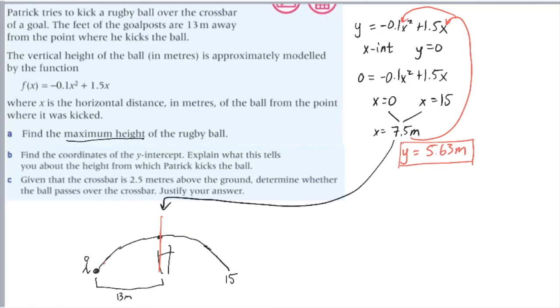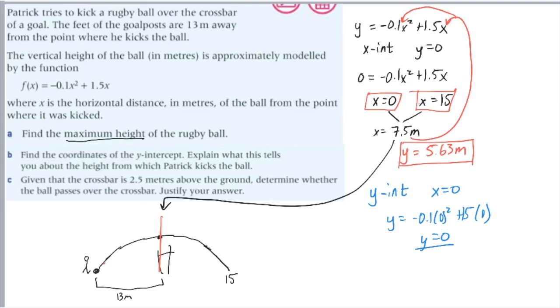Okay, the next question says, find the coordinates of the y-intercept. Explain what this tells you about the height from which Patrick kicks the ball. To get the y-intercept, you actually already have it, but in case you didn't recognize that, the y-intercept happens when x equals 0. So I put 0 into the original function, and I get y equals negative 0.1 times 0 squared plus 1.5 times 0, and I get y equals 0. So that's my y-intercept.